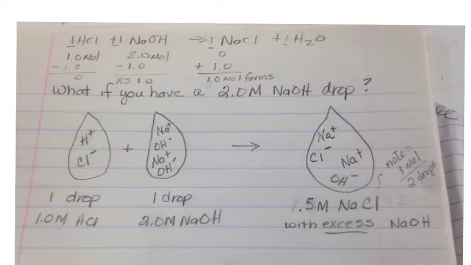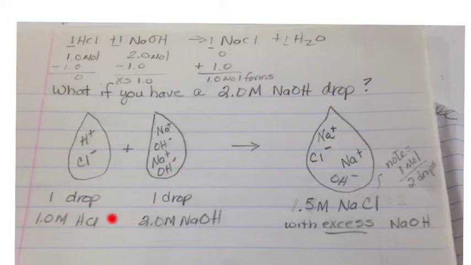This is a little messy, but I'll try to use my little red cursor to help you get through this. All right. So the question in your book is, what if you have a 2.0 molar sodium hydroxide drop? So here's your drop of acid, 1 molar, just like in the previous example. This time they give you a drop of sodium hydroxide, but it's double the number of molecules in the same size drop.